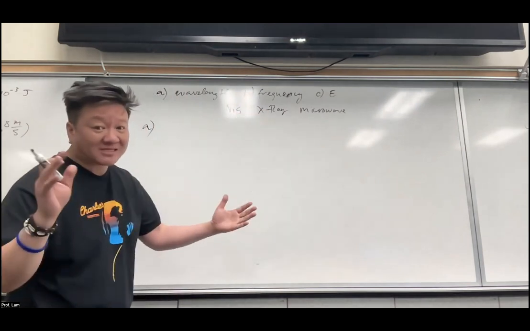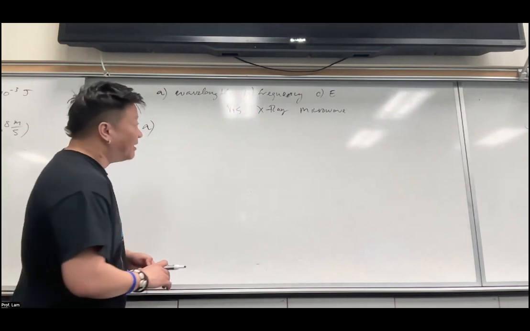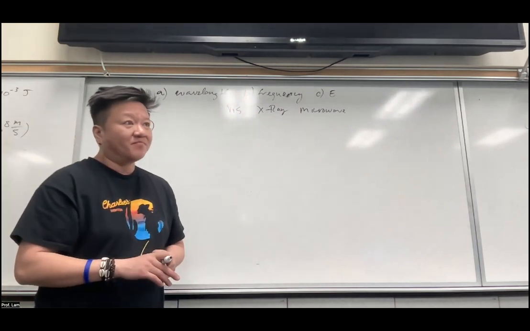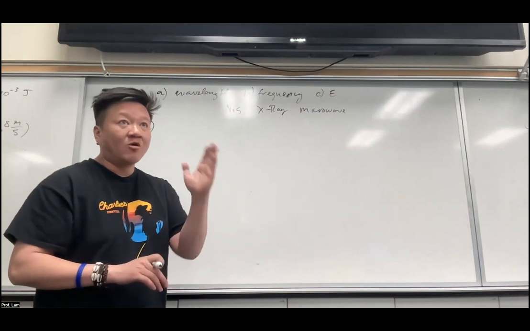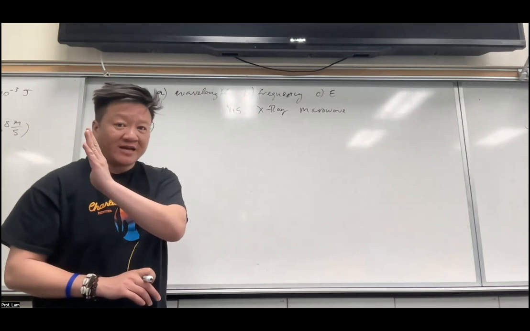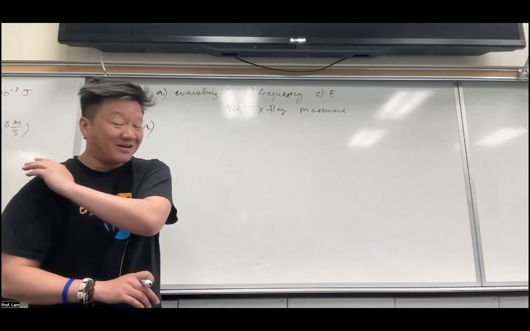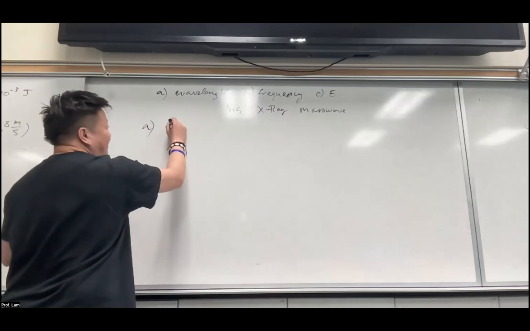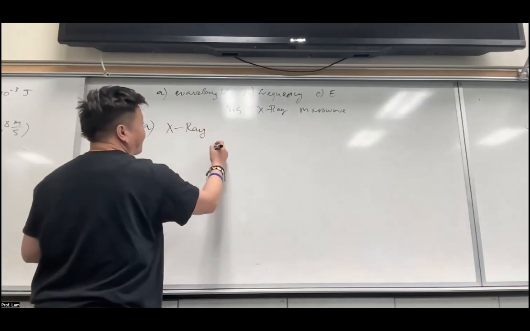You guys should memorize that electromagnetic spectrum, okay? So remember, how does it go? Radio, microwave, infrared, visible, ultraviolet, X-ray, gamma, right? Okay, so shortest wavelength, highest energy is X-ray.